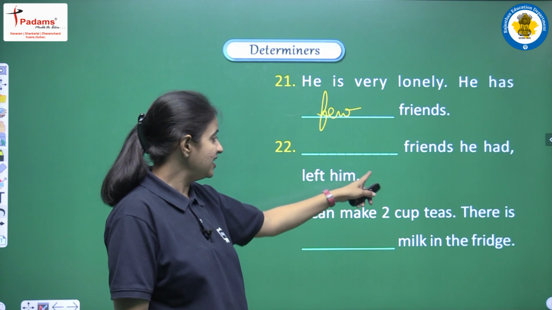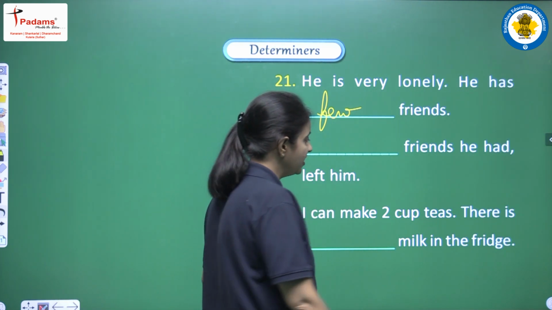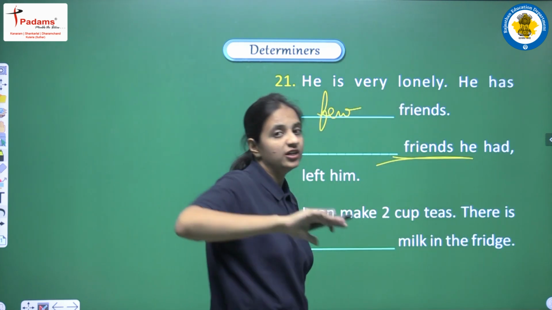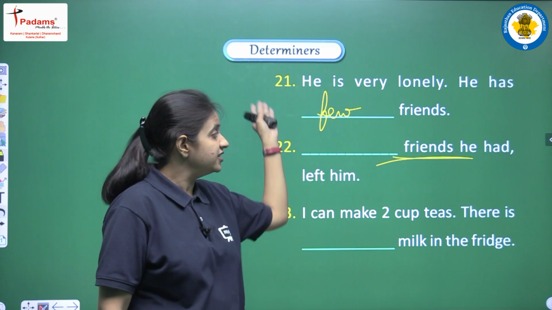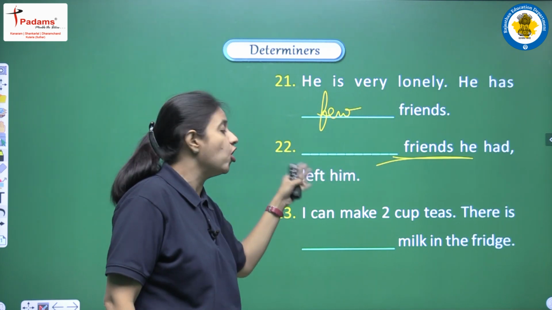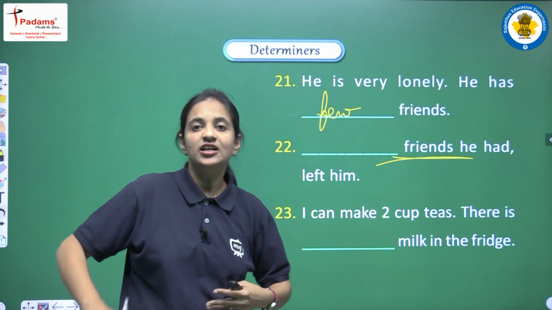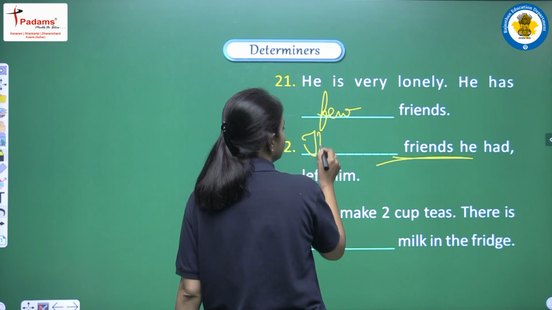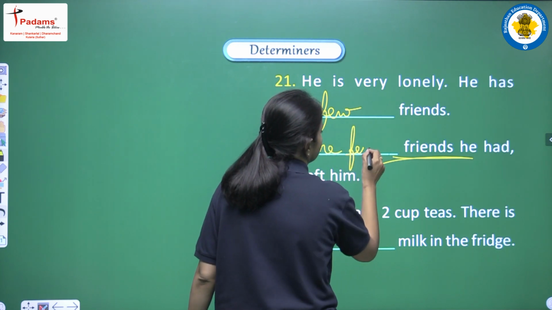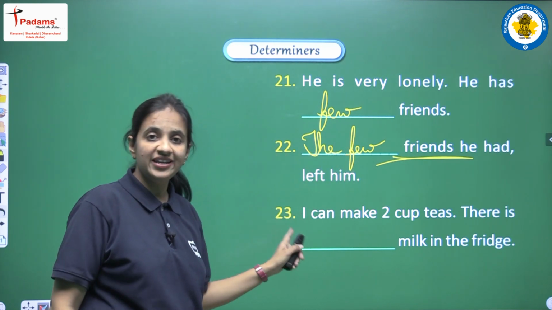Next is friends he had left him. So just focus on the sentence very carefully. Here we are talking about the total number of the friends that he was having, and we are saying that all the friends he had, they all left him. So friends is a countable noun, and when we want to show the total number, the totality, then we always use the few. And the answer will be the few friends he had left him.